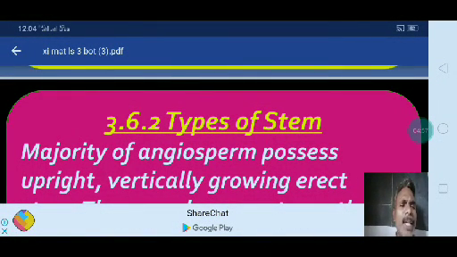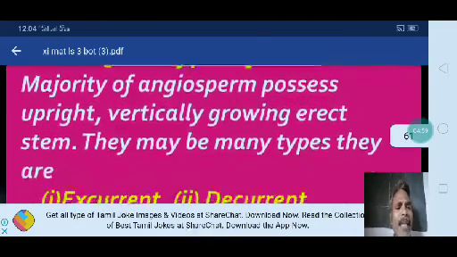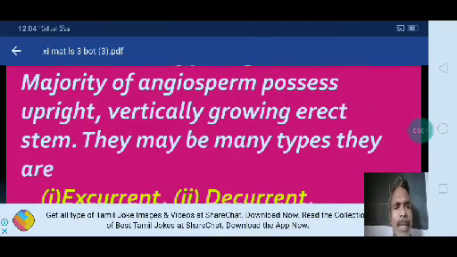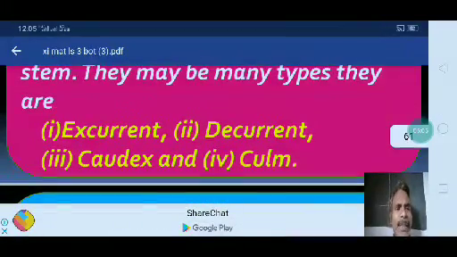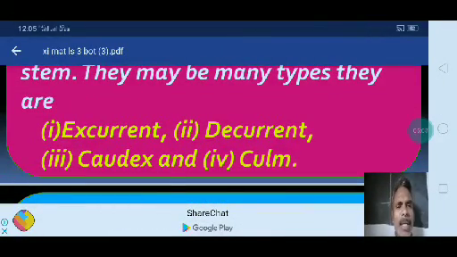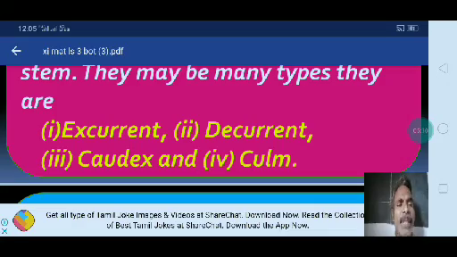Here, the majority of angiosperms possess an upright, vertically growing, erect stem. There may be many types. They are called excurrent, decurrent, caudex, and column. These are the four types of stems it will present.